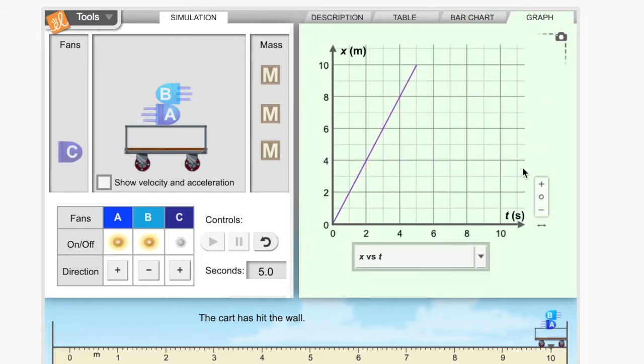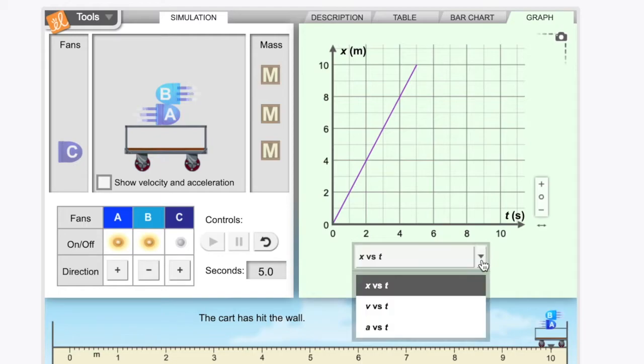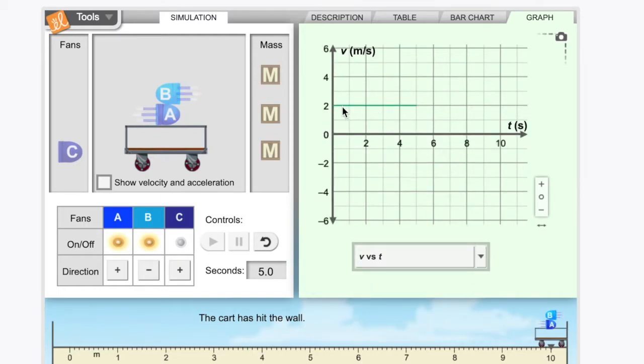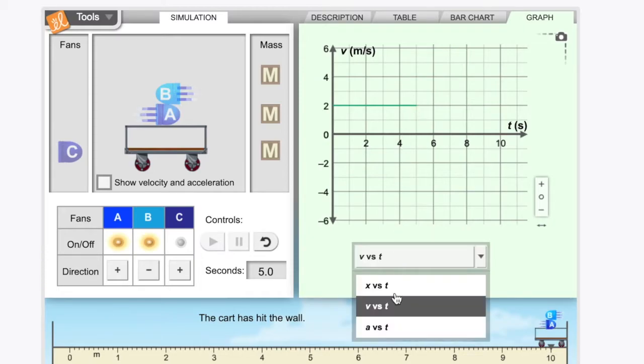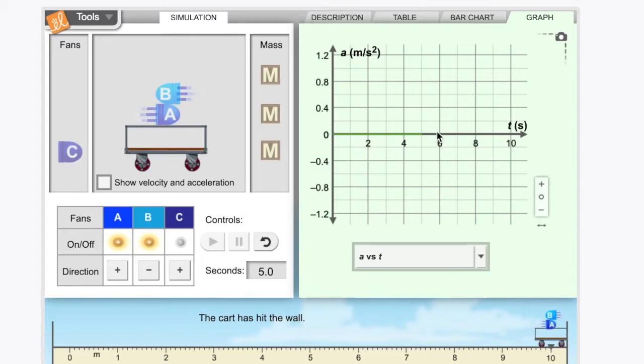What do you notice about the position versus time graph? Notice it's a straight line. Straight line means constant velocity, right? Look at the velocity time graph. Notice it's a horizontal line. Constant velocity of 2 meters per second. When we look at the acceleration versus time graph, we see that it's 0. 0 acceleration. This is an illustration of Newton's first law.